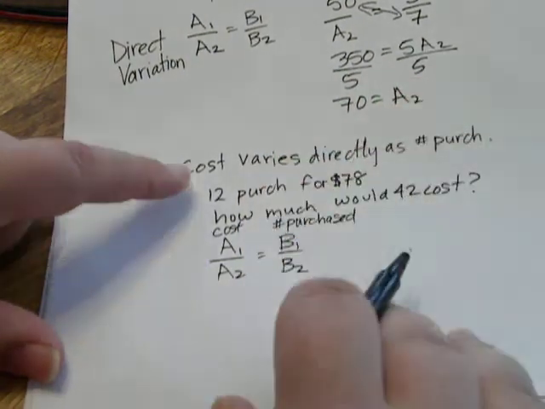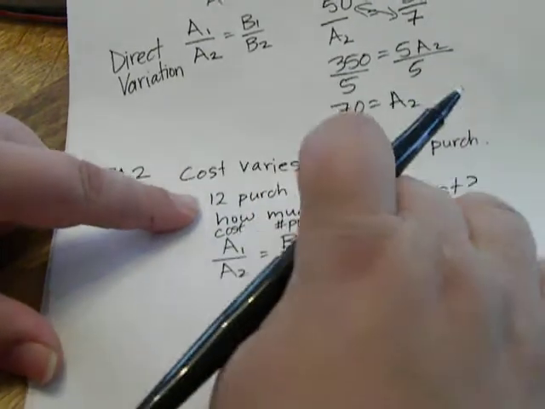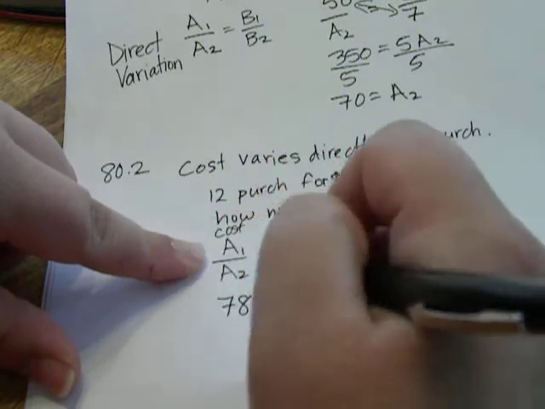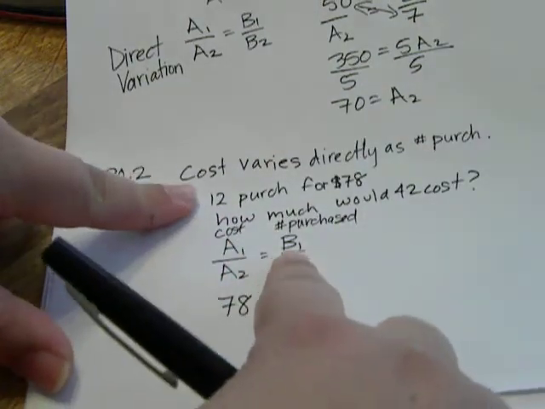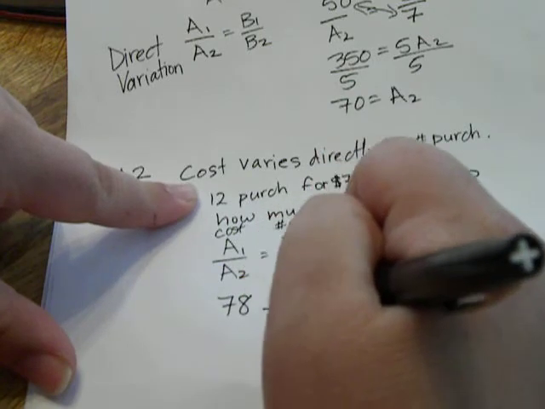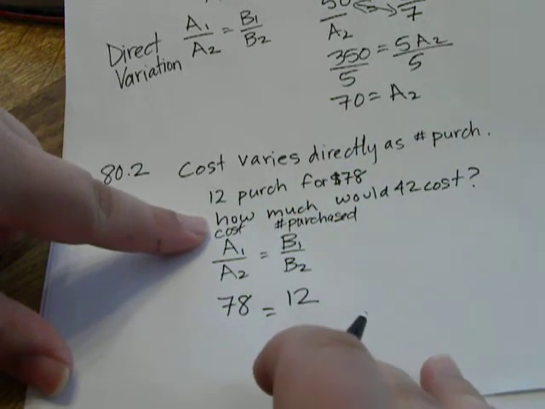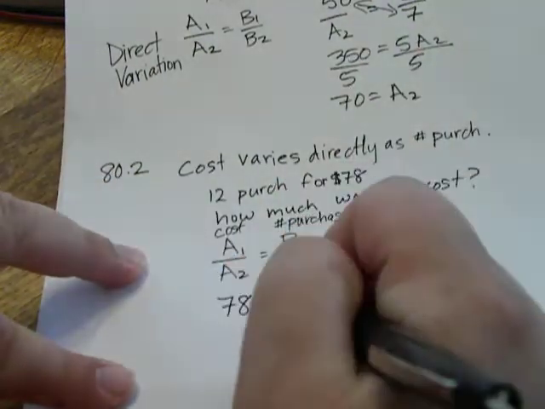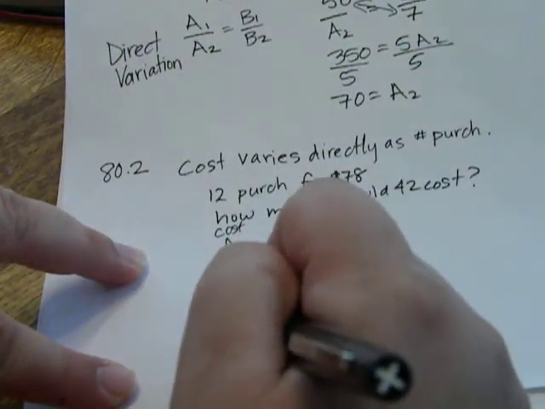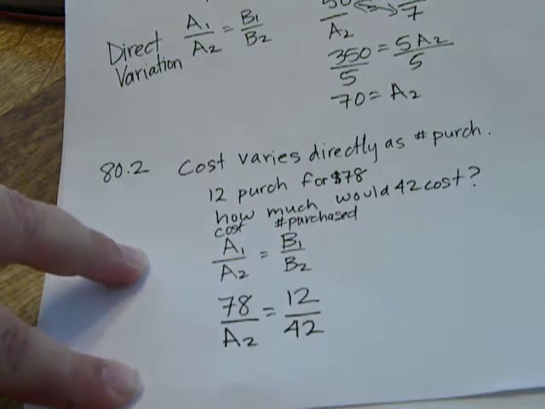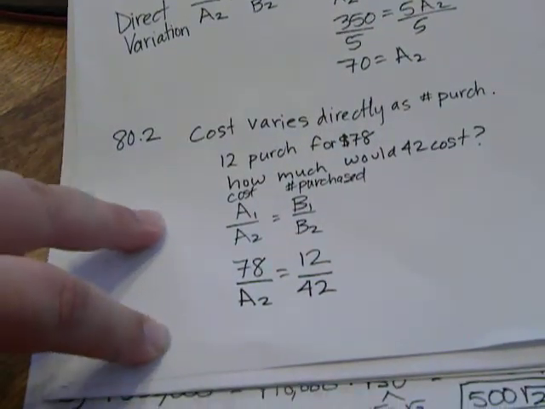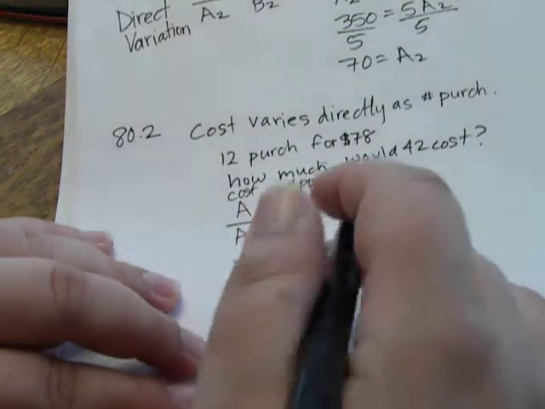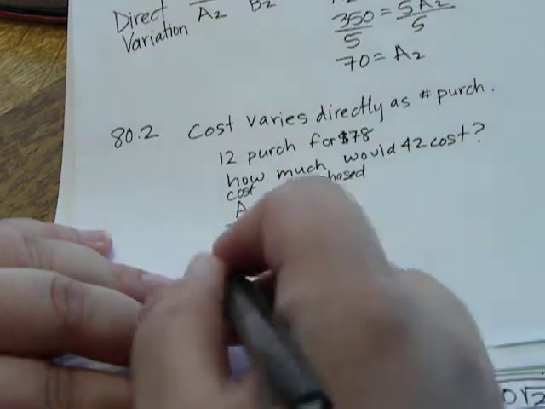Okay, so we start out with 12 purchased for $78. So our A sub 1 is going to be 78, and our B sub 1 is going to be 12. It says how much would 42 cost? Well, 42 is not the cost, it's the number purchased. So we say 12 is to 42 as 78 is to A sub 2. And then from here we solve it. There are a couple of ways you can do this. You can reduce this and then cross multiply.